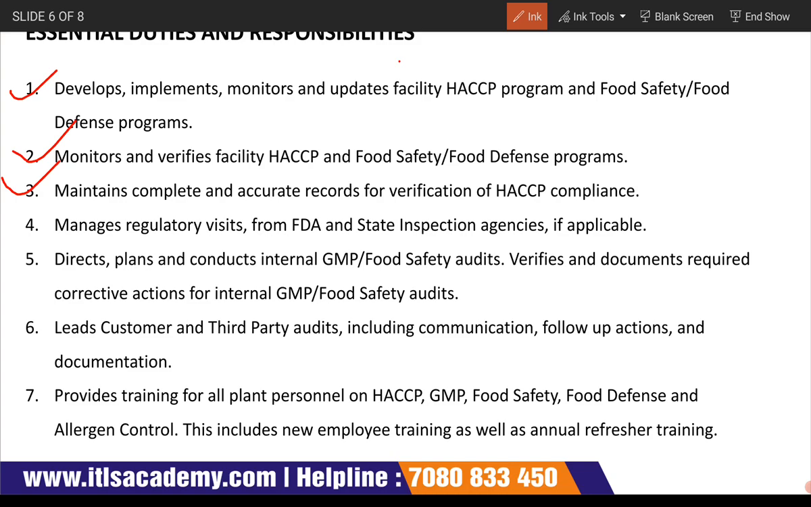Then fifth point says direct plans and conduct internal GMPs food safety audits. Verifies and documents required corrective action for internal GMPs food safety audits. Then the sixth point says leads customer and third party audits, including communication, follow up, action, and documentation. Then the seventh point says provide training for all plant personnel on HACCP, GMPs, food safety, food defense, and allergens control. This includes new employee training as well as annual refresher training.